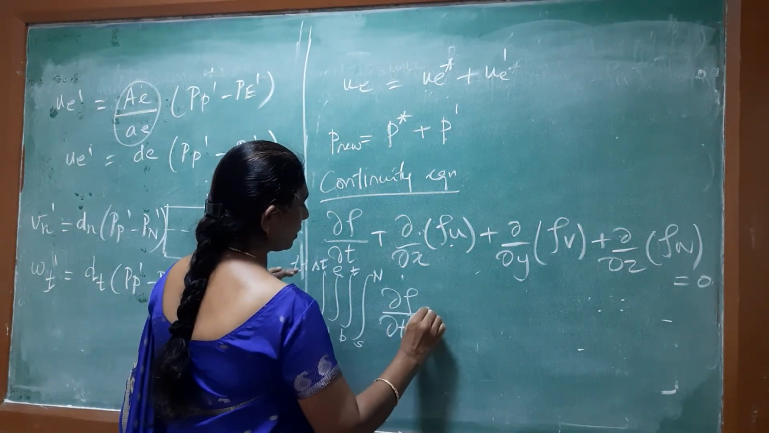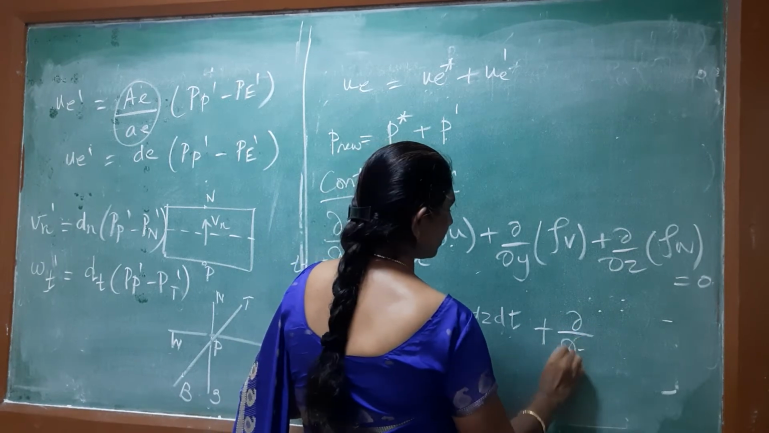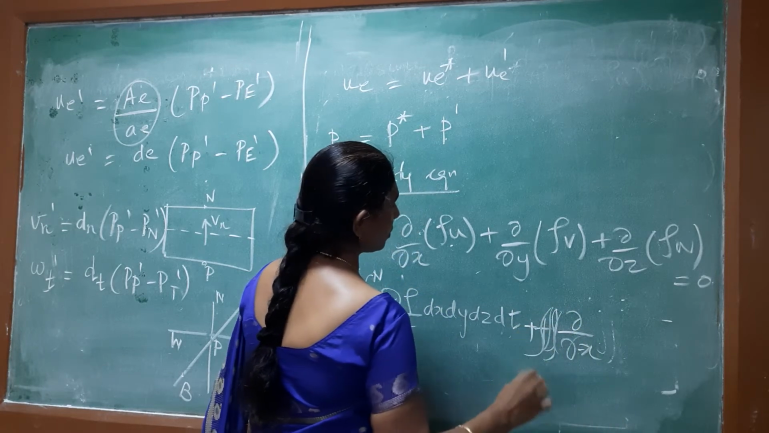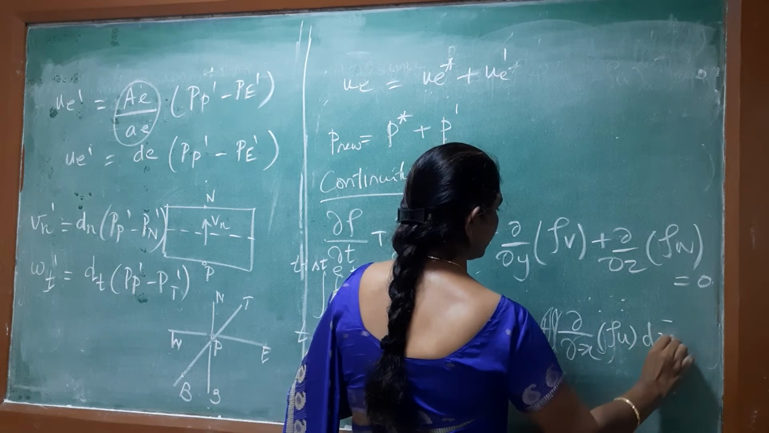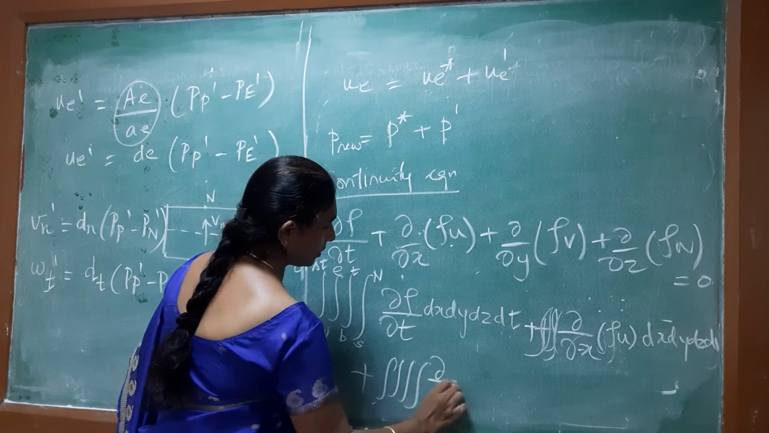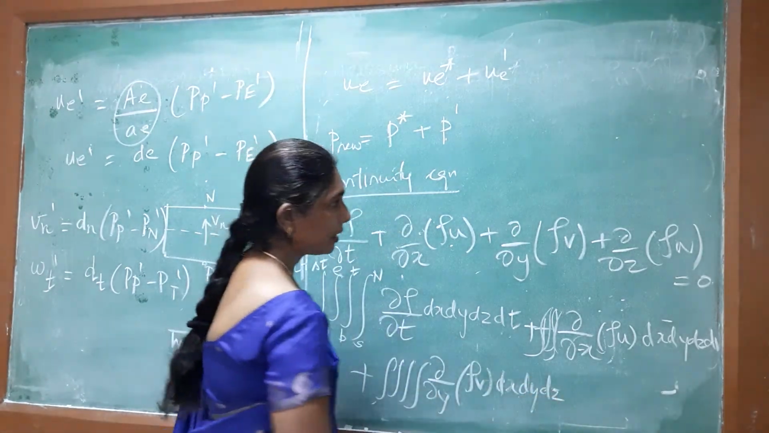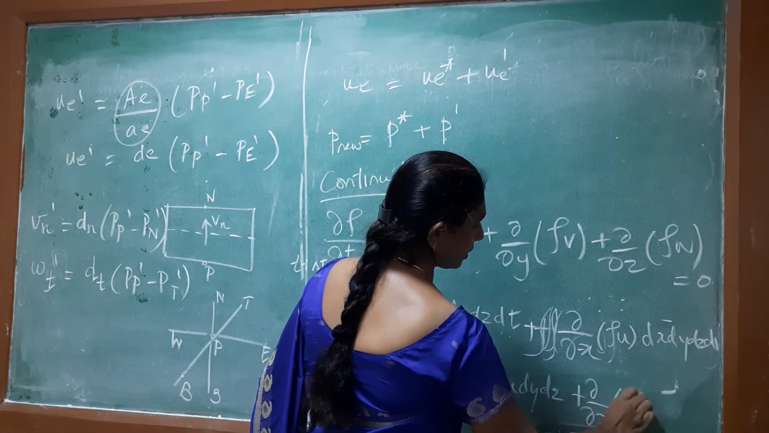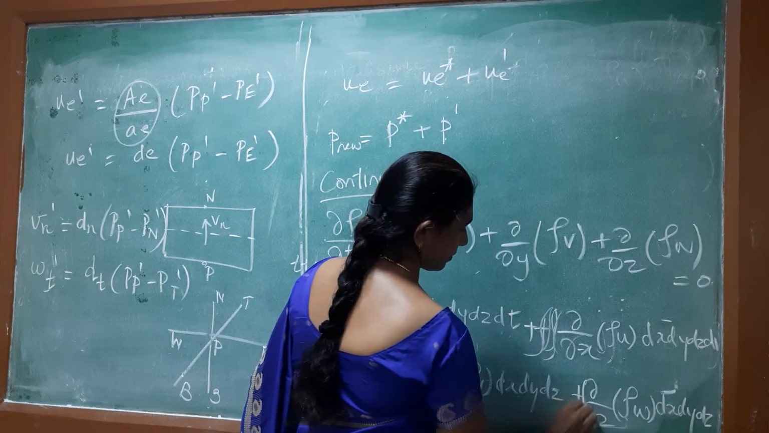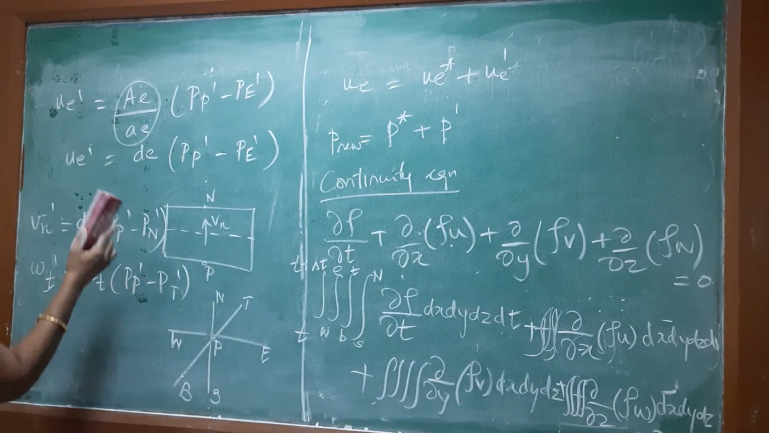So dou rho by dou t, dx, dy, dz and dt plus dou by dou x, rho u, four integrals, dx, dy, dz, dt, plus dou by dou y, rho v, dx, dy, dz plus dou by dou z, rho w, dx, dy, dz. 4 integrals, that is equal to 0. Right?